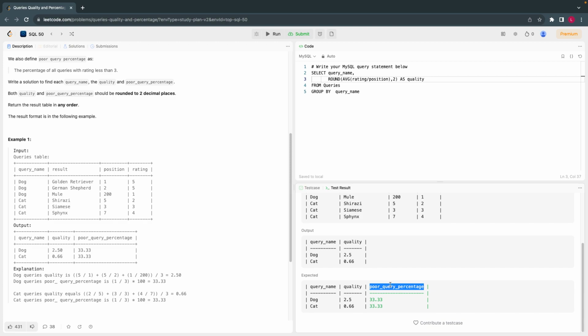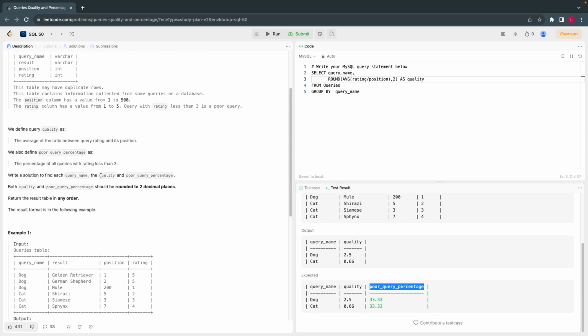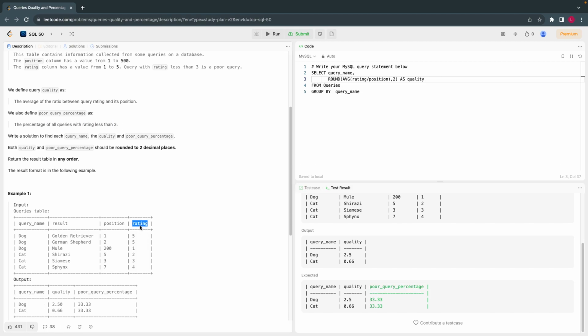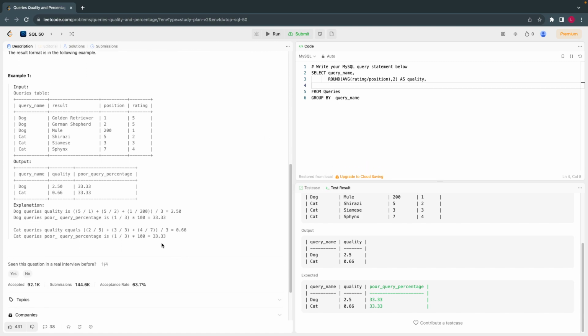Now next comes the poor query percentage. They have given us the percentage of all queries with rating less than 3. If I directly filter where rating is less than 3, I will miss out all the other values, so we have to handle it at that level itself. Let's see what exactly they're asking. Let's see the derivation here. The derivation is here, they are saying 1 divided by 3.